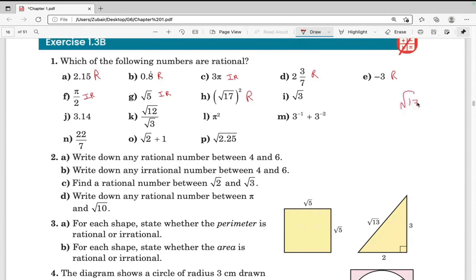Square root 17 is irrational, but square root 17 squared, answer is 17. It is rational. Okay. This is irrational. Irrational. Rational. Rational, good. A, irrational. This is rational. Irrational.